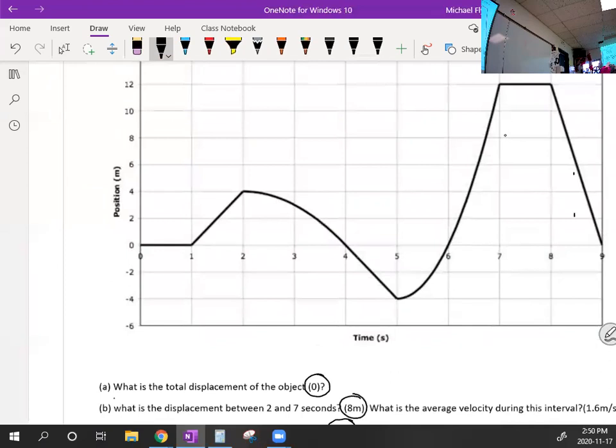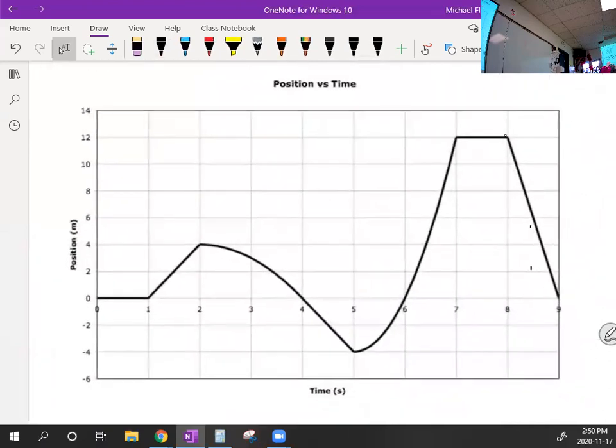Okay. So here you go. Here's your position time graph. Now remember, what you need to know about this is that the slope is equal to the velocity. Okay. So that's important. Now, if you have a curved line, that means you have a changing slope.